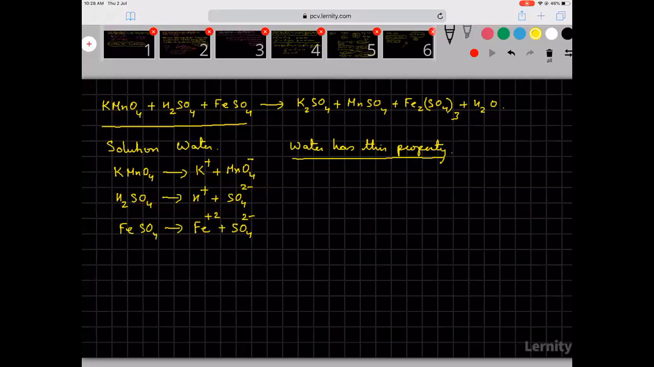These reactions will take place only in water. So if all these species are there, what are the species actually present in water? I'll have K plus, MnO4 minus, H plus, SO4 2 minus, Fe 2 plus, SO4 2 minus. Do you understand this?